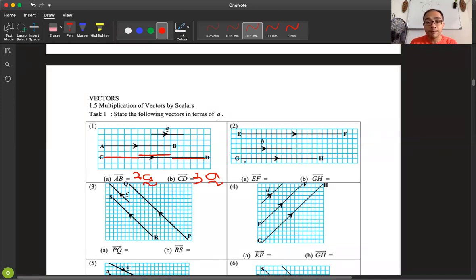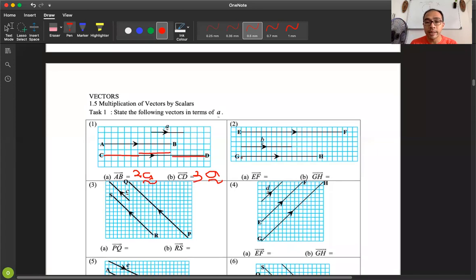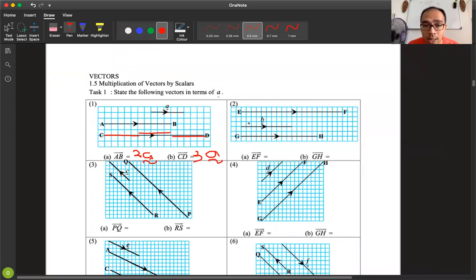Okay, so let's do in terms of b. This question is wrong, I think it's in terms of b. Yeah. So this is the original vector. Vector b has 1, 2, 3, 4, 5, 6, 7, 8, 9, 10 squares. So I'm going to do EF first. EF is 1, 2, 3, up to 20. It should be 20. So this is one vector B, and this is the other vector B. That means there are two vector B.